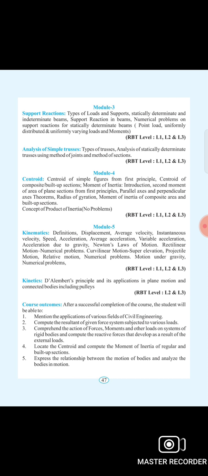Coming to the fourth one, it is about the fourth module, centroid and moment of inertia. The student has the ability to locate the centroid and compute the moment of inertia of regular built-up sections. And the fifth one is to express the relationship between the motion of bodies, with or without applying forces, when the body is under moving condition. That is, to analyze the body under motion with the help of kinematics and dynamics, or kinetics. So this is all about the course outcomes, and this is the introduction to the civil engineering subject.